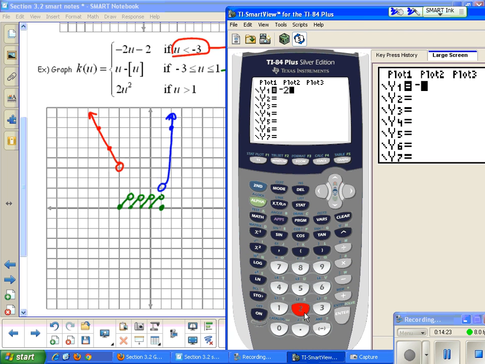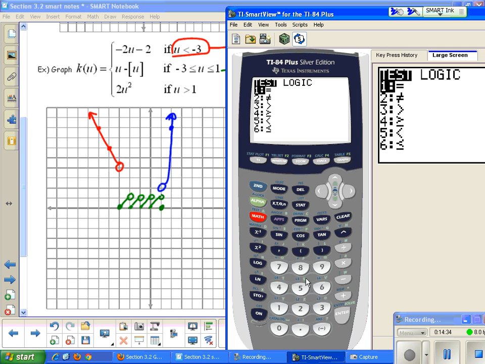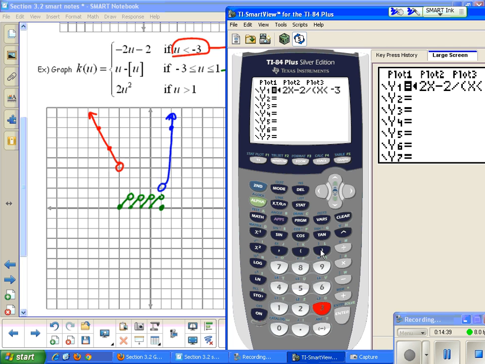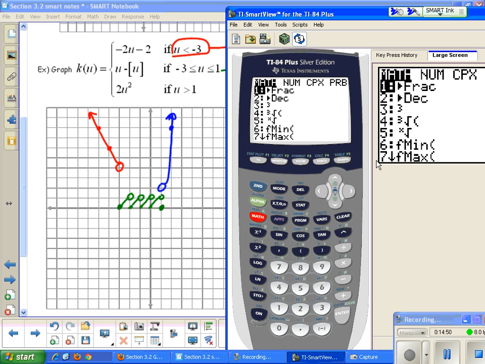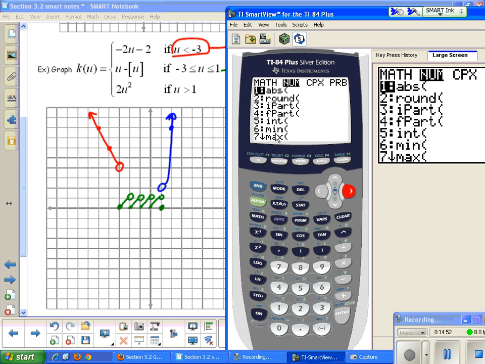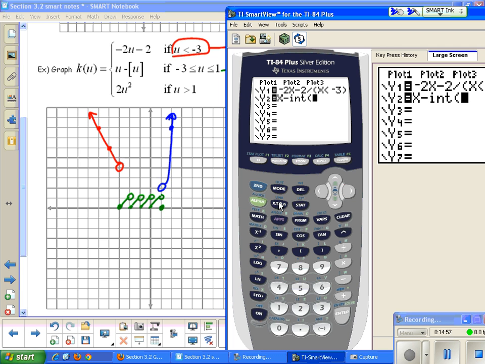For y1, I have negative 2x minus 2, divided by parentheses, x, second math, number 5, and negative 3, close parentheses. And then for the second one, I have x minus, and to get the greatest integer function, remember you go to math, over to number, and then number 5, x, close parentheses. And then we need the restrictions.